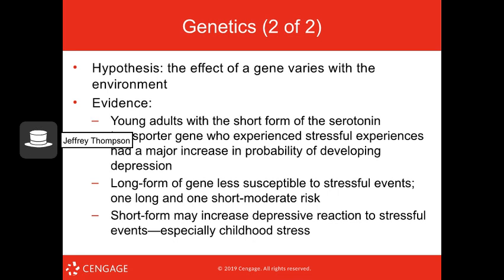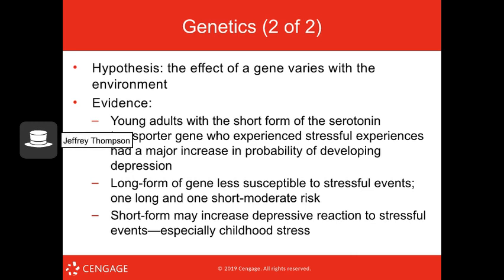So the working hypothesis for depression is that the effect of the gene is going to vary with the environment. So it's not just genetics, it's not just the environment, it is a combination of both of them. So some of the evidence to support this is as follows.